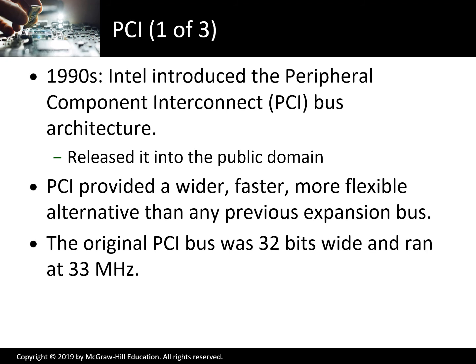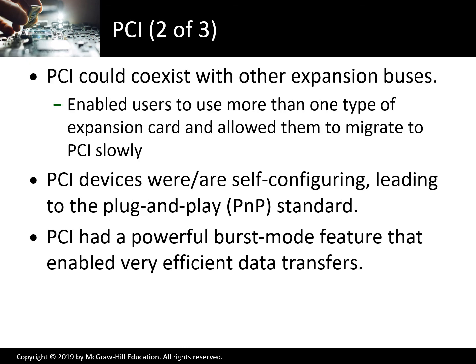PCI was a wider, faster, more flexible alternative. The original bus was 32 bits wide and ran at 33 megahertz. It could coexist with other expansion buses. Early motherboards would have both PCI and ISA together.